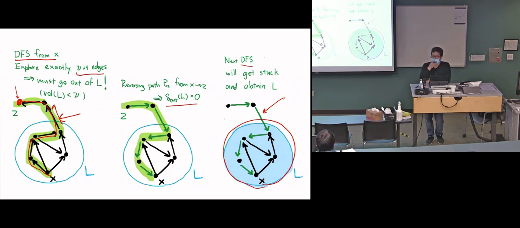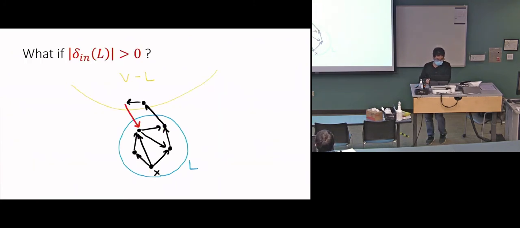Make sense? All right. So now, that was a strong assumption when I said that there is no edge coming into L. What if there is such an edge, like coming into L like this?